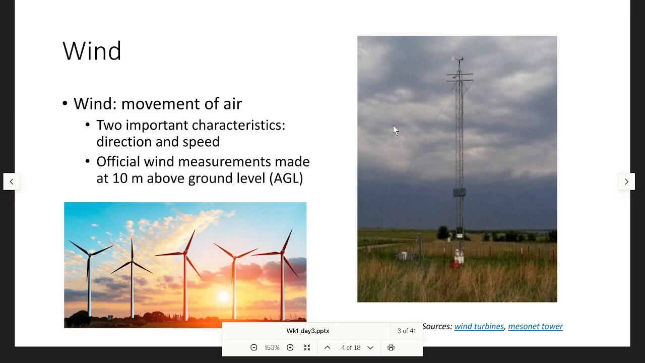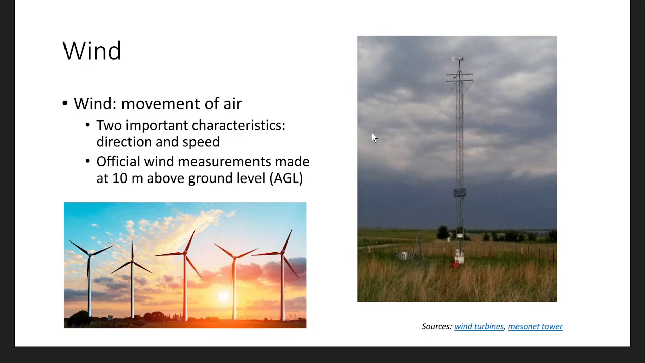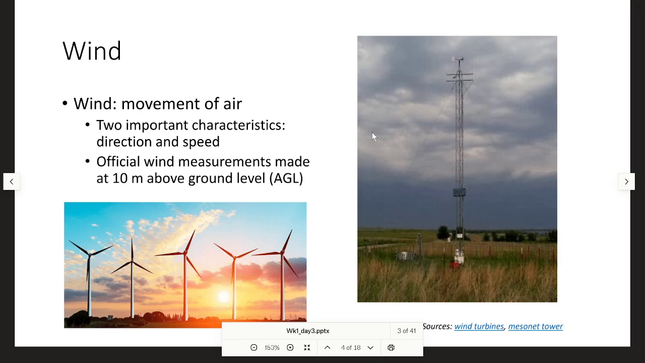Wind. Wind is movement of air. It's created from pressure differentials. So you can think of the atmosphere like a big balloon, and air will travel from higher pressure to lower pressure. And the two important characteristics are direction and speed. So we make those measurements 10 meters above the ground level. I'm assuming that's to get rid of properties like friction from the ground and stuff. So we have these little pole things. It's called a mesonet tower, and we collect wind data.